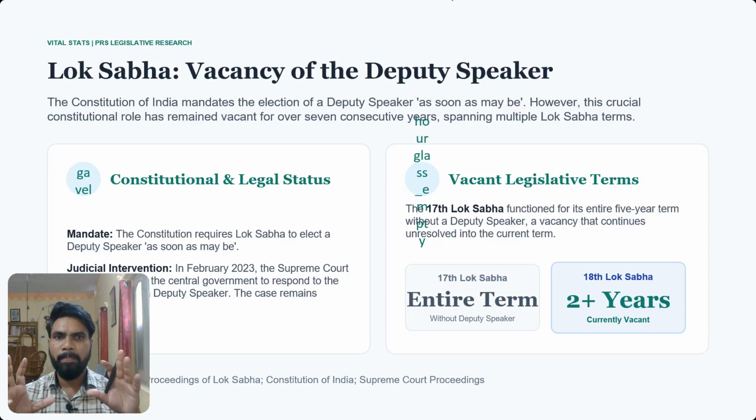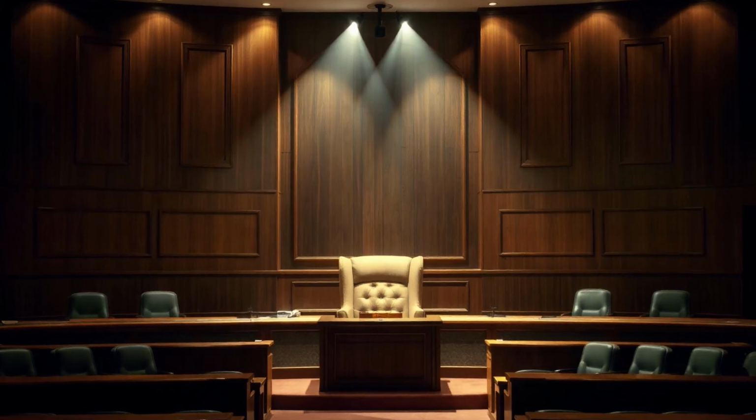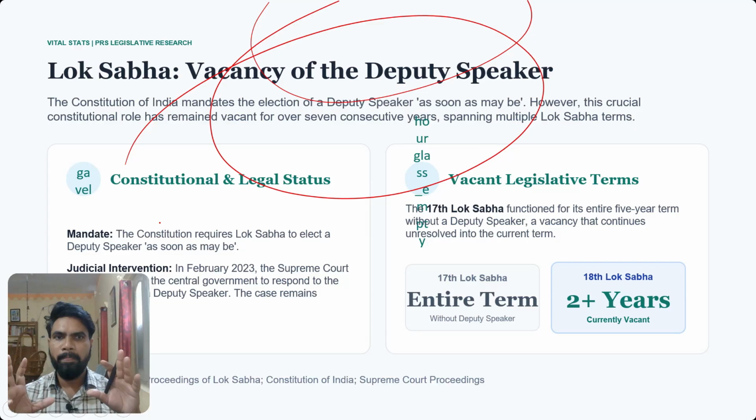And finally, in the Lok Sabha, a very peculiar development, that is the vacancy of the deputy speaker. The convention was that the speaker used to be from the ruling party, and the deputy speaker used to come from the opposition party. Now, in the 17th Lok Sabha and also the 18th Lok Sabha, they have kept the seat of the deputy speaker vacant. No election was held. Why? Maybe the ruling party doesn't want to give space to the opposition. So the position of the deputy speaker is lying vacant.